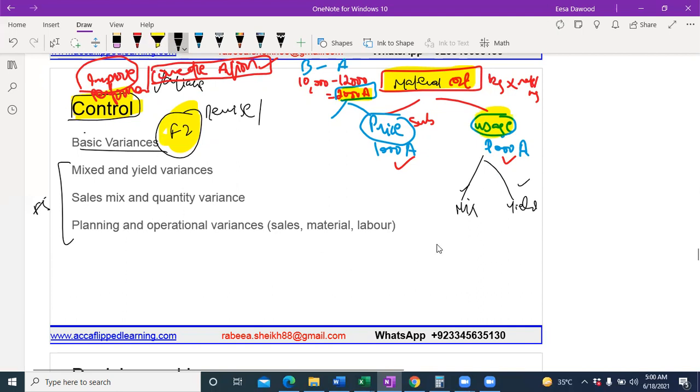Okay, sales volume variance. You know that you may not be able to achieve your sales revenue target because of two reasons.